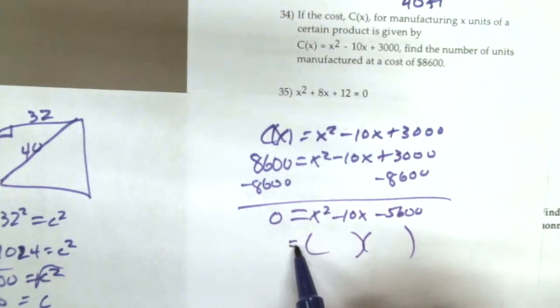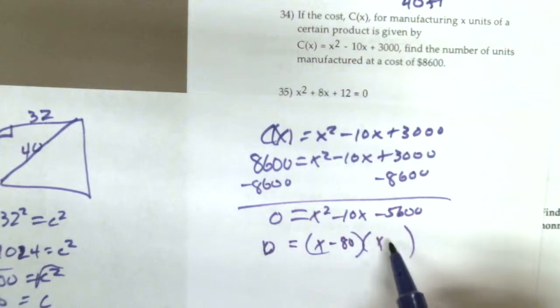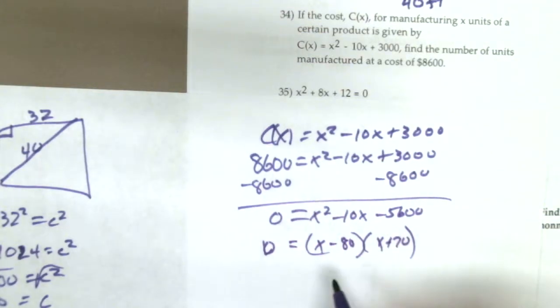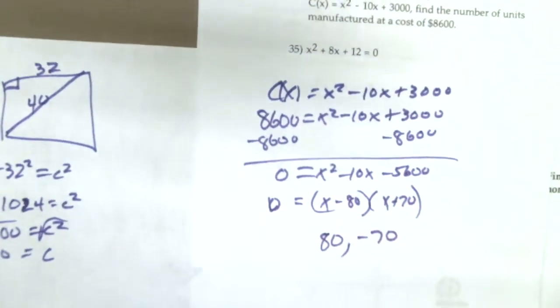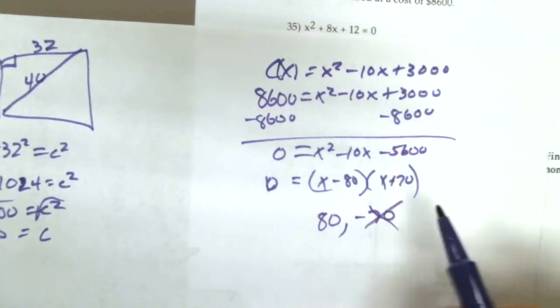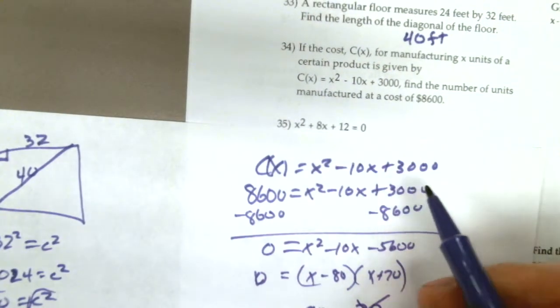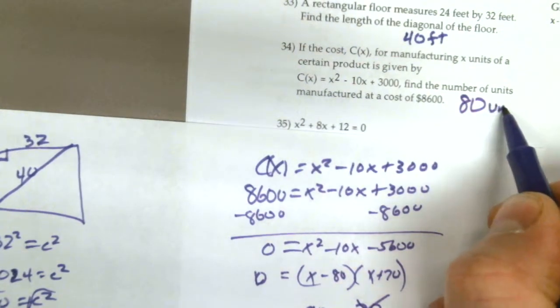We're going to factor this into x minus 80 and x plus 70. Setting each of those equal to 0, I get 80 and negative 70. Is it possible to manufacture negative 70 of something? No. So we will eliminate that answer, and we get 80 units.